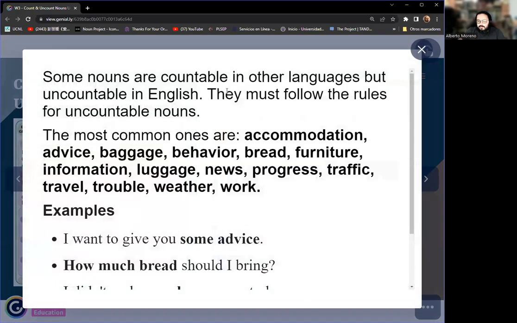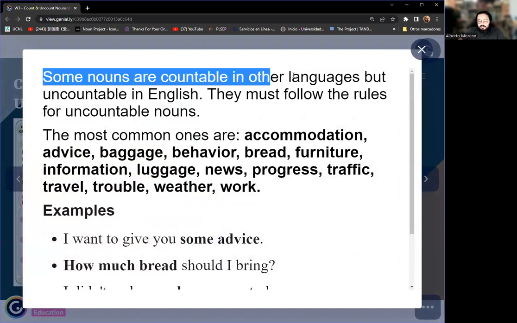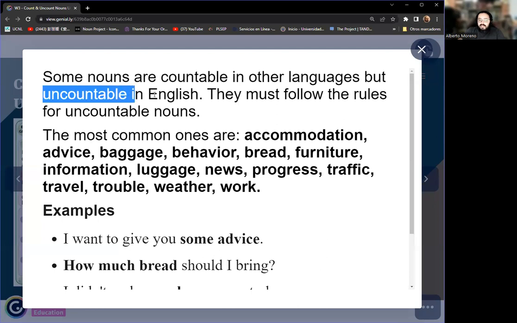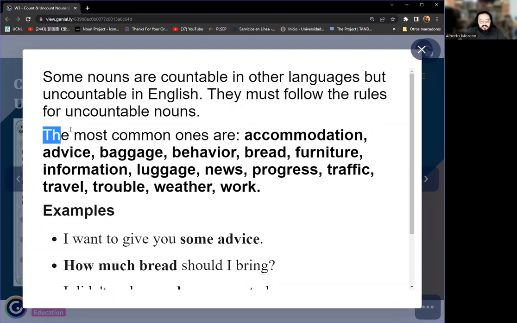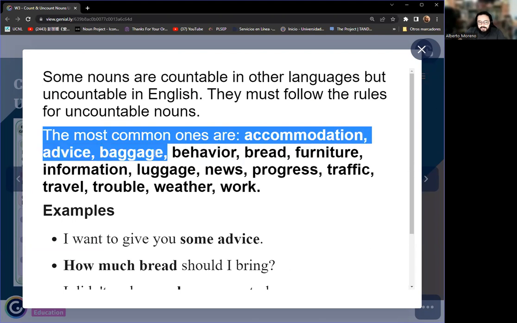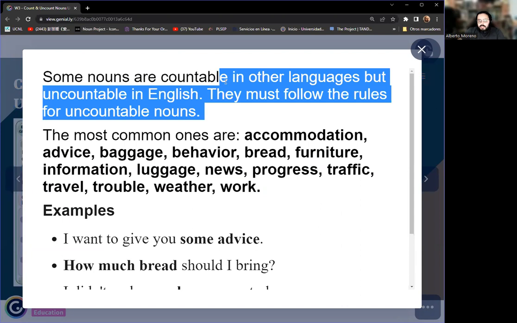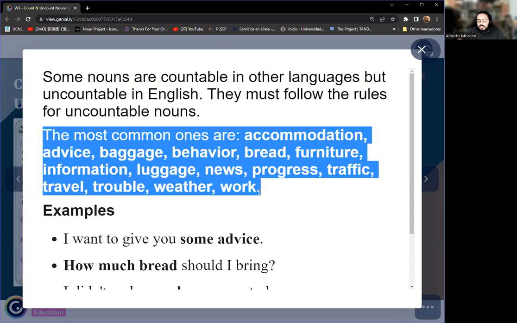And in here we have some tricky spots. And the tricky spots are the following. Some nouns are countable in other languages, like in Spanish, but uncountable in English, and that's quite right. They must follow the rules for uncountable nouns, not the rules in Spanish, but the rules in English. The most common ones are accommodation, advice, baggage, behavior, bread, furniture, information, luggage, news, progress, traffic, travel, trouble, weather, work.